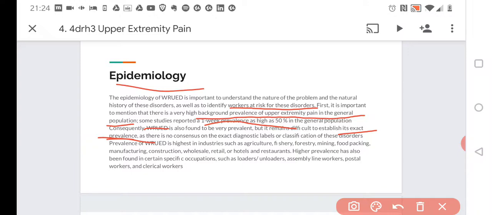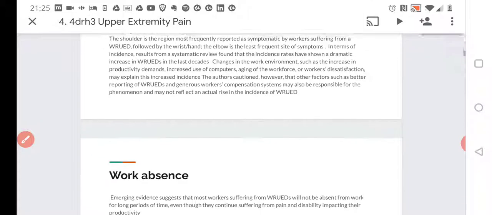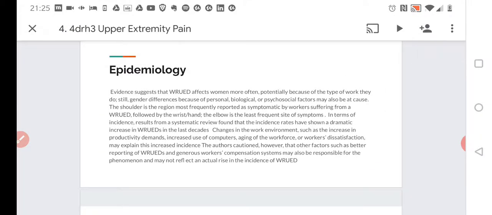Generally, the prevalence of this condition is the highest in industries such as agriculture, fishery, forestry, mining, food packing, manufacturing, construction, wholesale, retail, hotels and restaurants. So generally, some industries have far higher risk of this, and there are a lot of different occupations and a lot of different injuries that can be related to those occupations. But from the definition, it is related to some occupations, obviously.